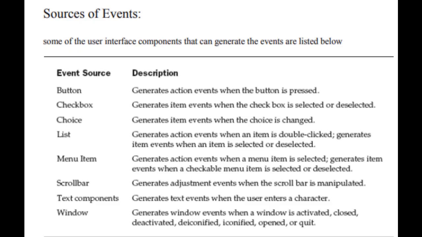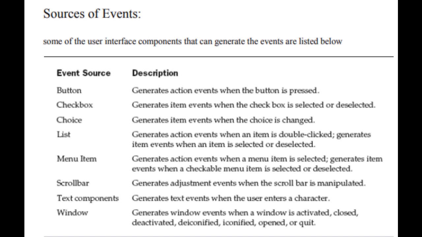The listeners must be registered with a source in order to receive an event notification. Examples of sources are buttons, checkboxes, choice, list, menu item, scroll bar, text components, windows, etc.